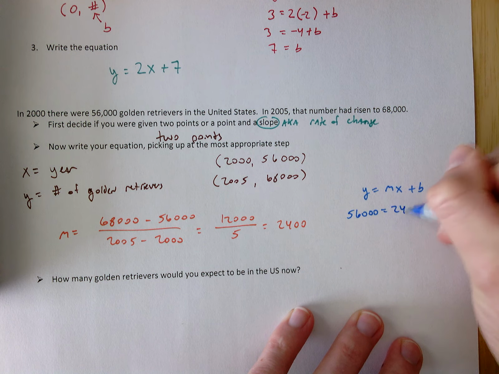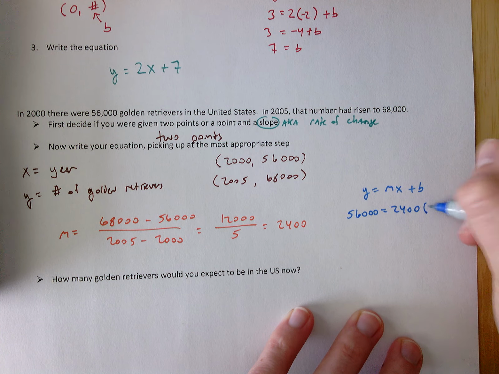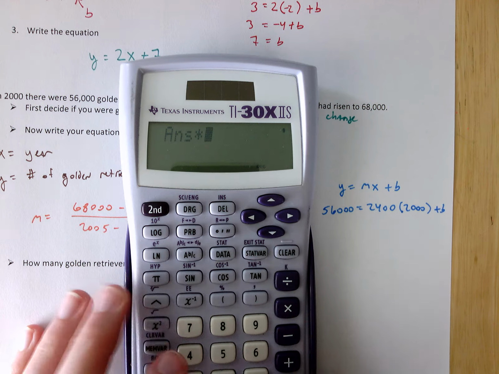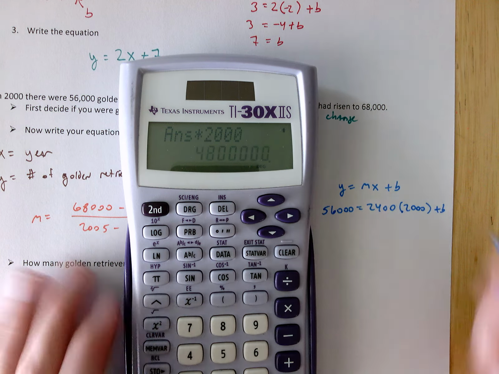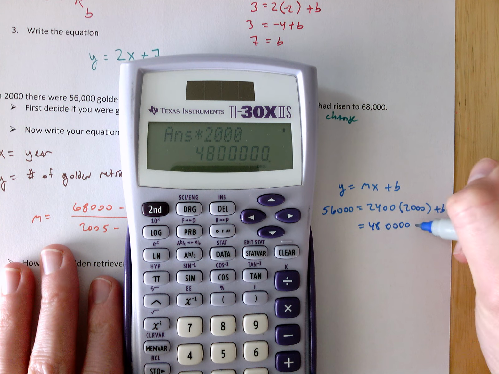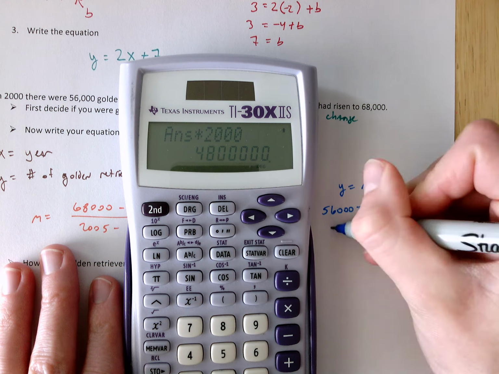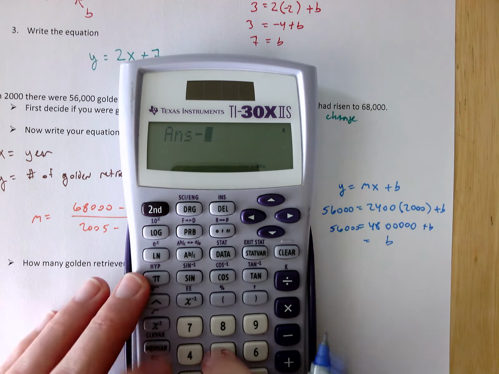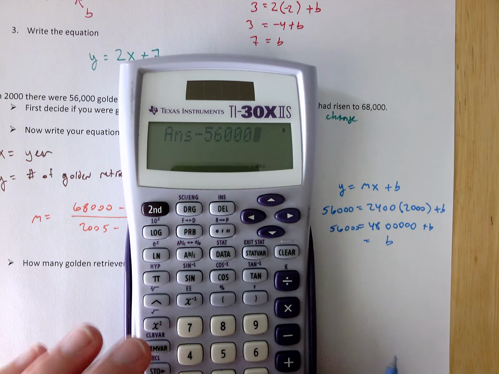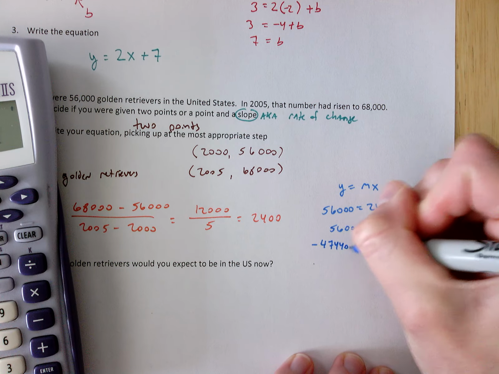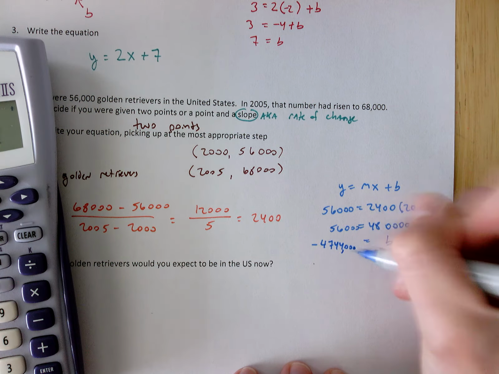56,000 is equal to 2,400 times the x coordinate, which is 2,000, plus b. Okay, I'm going to multiply those together. So 2,400 times 2,000 is that number. 48, let's see, 1, 2, 3, 4, 5 zeros, I believe. All right, and then I'm going to subtract that from both sides. So I'm doing it kind of backwards on the calculator and just recognizing that this is going to be negative. It's a really big number.